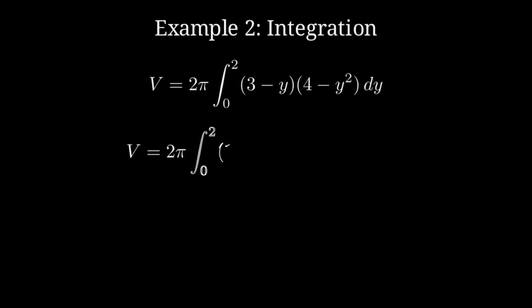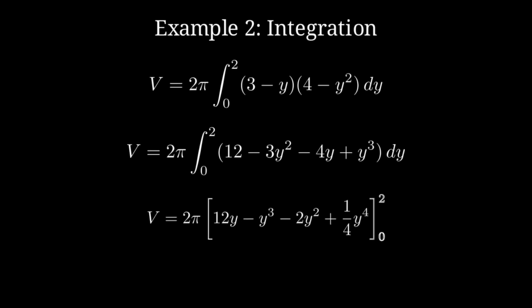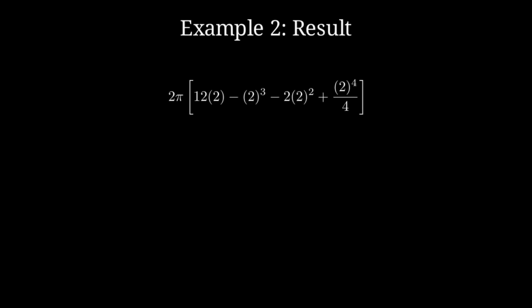Integrating term by term, we get 12y minus y cubed minus 2y squared plus y to the 4th over 4. We are now ready to evaluate this at our boundaries. Plugging in 2, we get 24 minus 8 plus 4. This simplifies to 12. Multiplying by 2 pi, the final volume is 24 pi. Notice how the setup was the most critical part, the rest was just polynomial calculus.